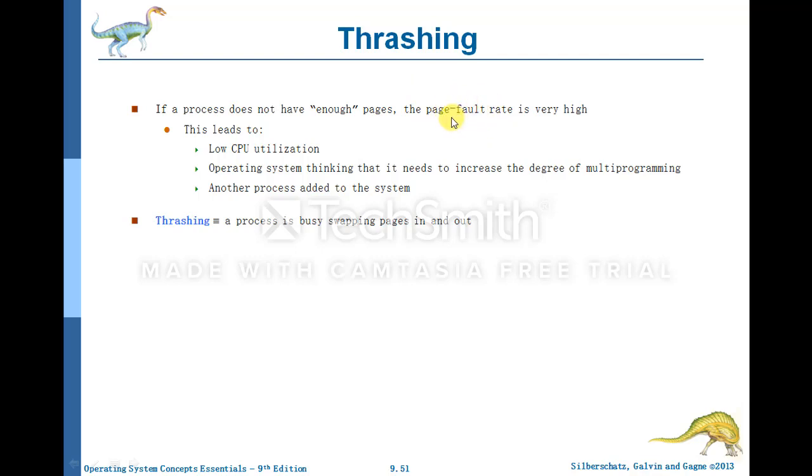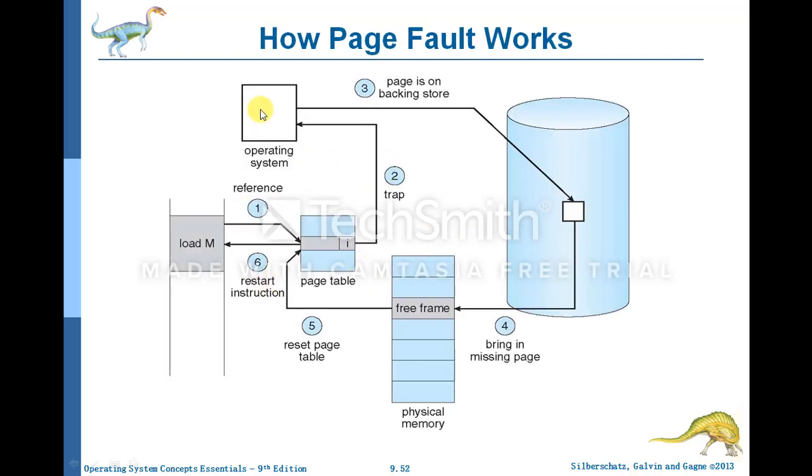I will show you how a page fault works. In this load M, this part is the CPU or the program. The program wants to request the reference M, so it sends the reference page to the page table. The page table contains all the information about the physical memory, so it will check. Take note that the entry for whatever it is requesting is first invalid.